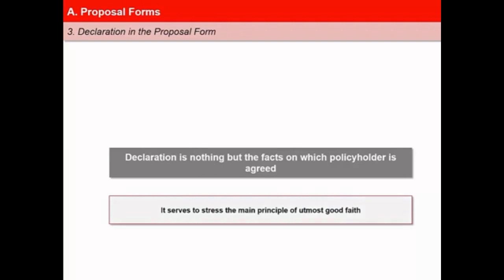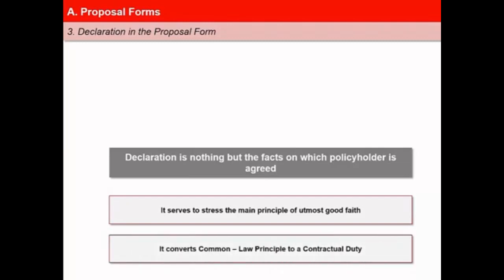Insurance companies usually add a declaration at the end of the proposal form to be signed by the proposer. This ensures that the insured takes the pain to fill up the form accurately and has understood the facts given therein, so that at the time of a claim, there is no scope for disagreements on account of misrepresentation of facts. This also serves to stress the main principle of utmost good faith and disclosure of all material facts on the part of the insured. The declaration converts the common law principle of utmost good faith to a contractual duty of utmost good faith.